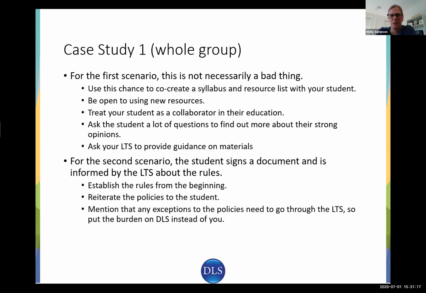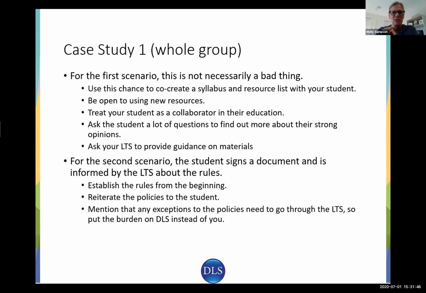Yeah, and I think it was Alexandra who said, ask students to find out more about their strong opinions. This may be in English, like, why do you like that activity? And back to Valentina, maybe try to find a happy medium where they're doing a lot of what they like, but try to balance it out. Also, you can ask your LTS too. I think the last suggestion we have here is ask your LTS.